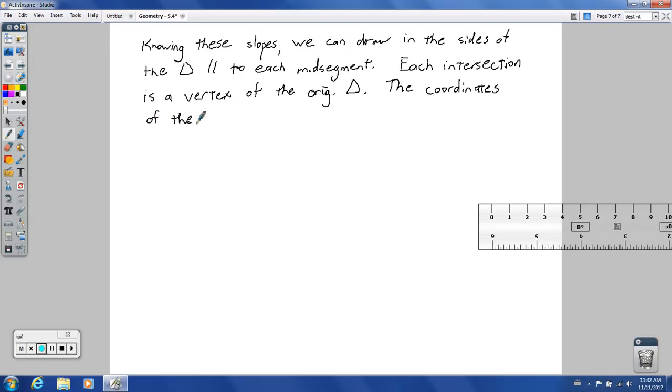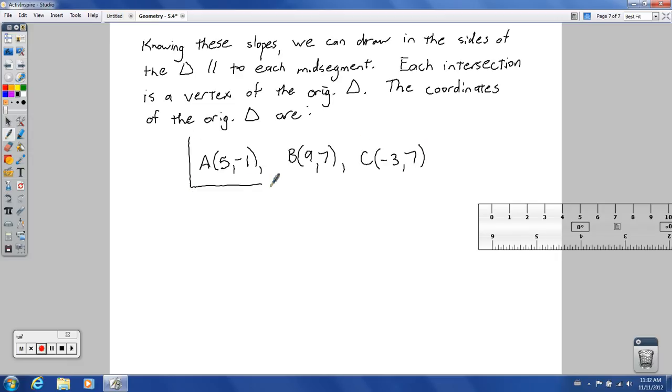And the coordinates of the original triangle are what we figured them out to be in the picture. You had A, B, and C. So A was at 5, -1, B was at 9, 7, and C was at -3, 7. And so that'll do it for this lesson, for the notes for this lesson.